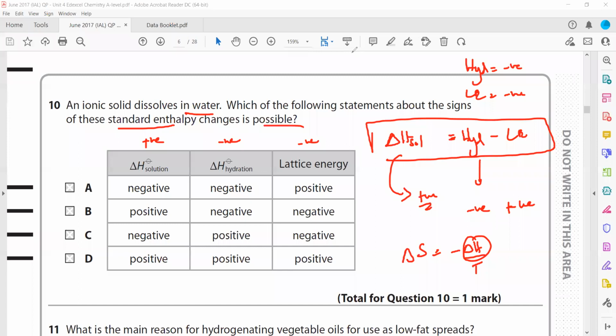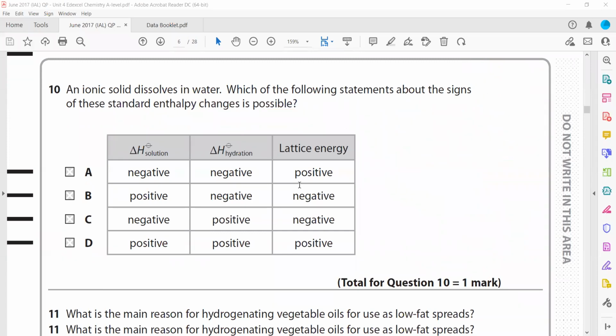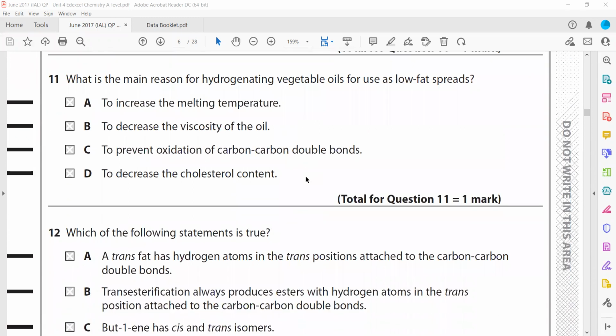So hydration and lattice enthalpy can never be positive, they are always negative. Enthalpy of solution can be negative, can be positive. What is the main reason for hydrogenation of vegetable oil for use in a low fat spread? That is how margarine is made. So what is the main purpose for hydrogenation of vegetable oil for use in a low fat spread?